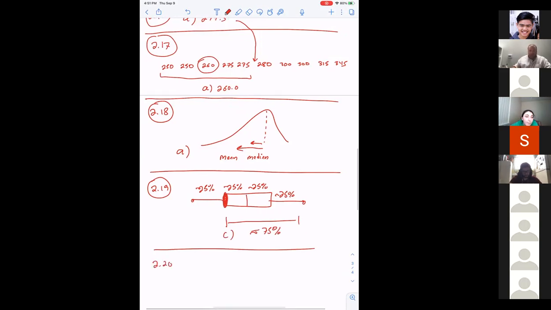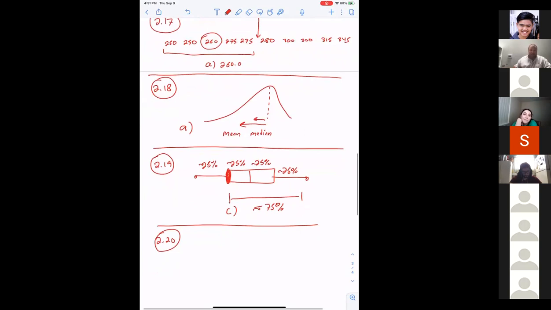2.20. To make a box plot, you must know A, all the individual observations, B, the mean and the standard deviation, or C, the 5-number summary. What do you need to make a box plot? C. Lots of C's.